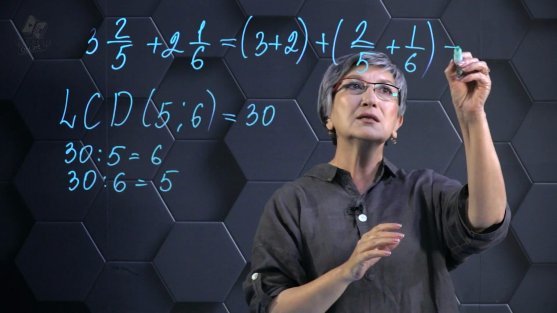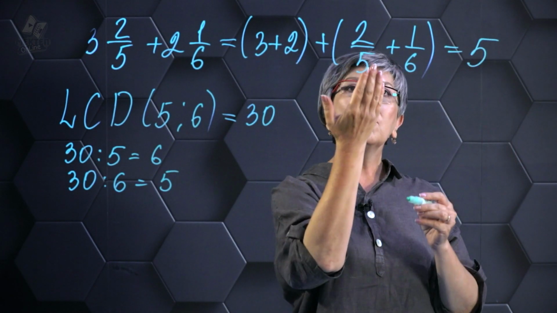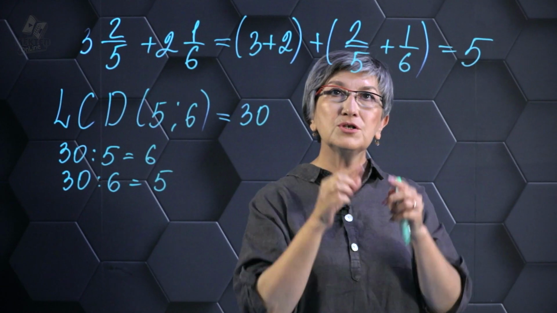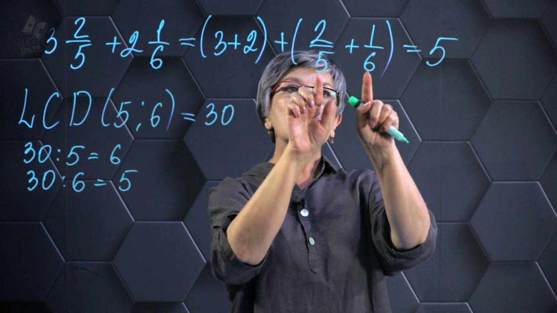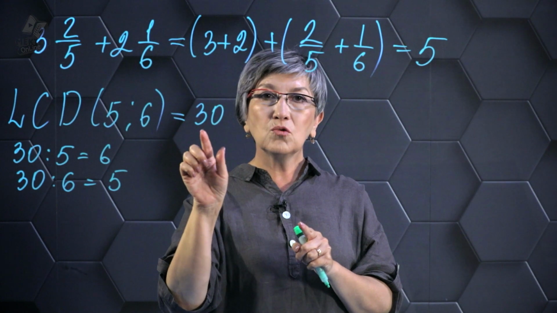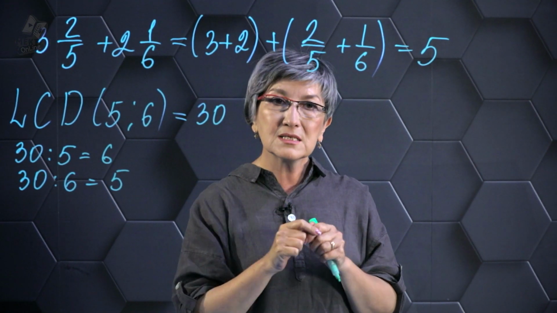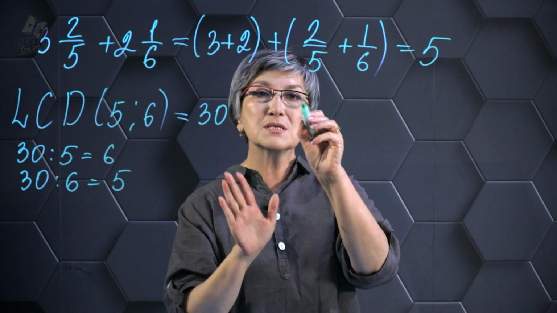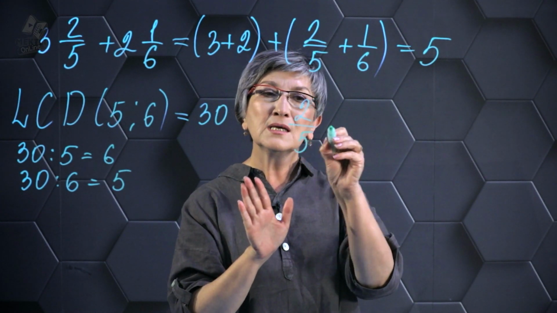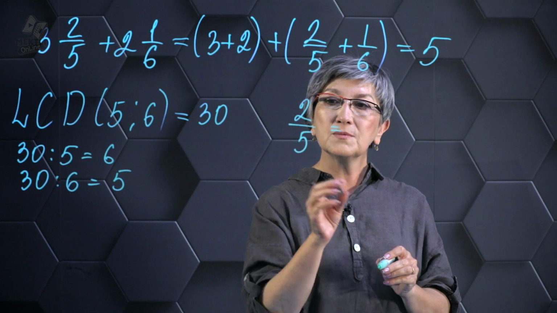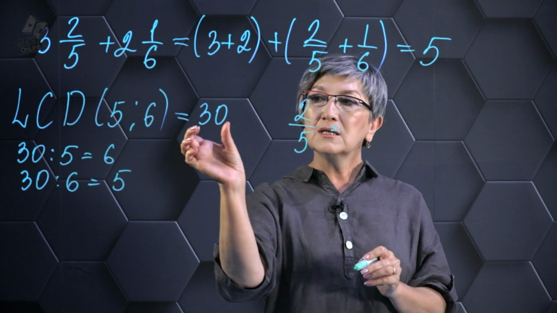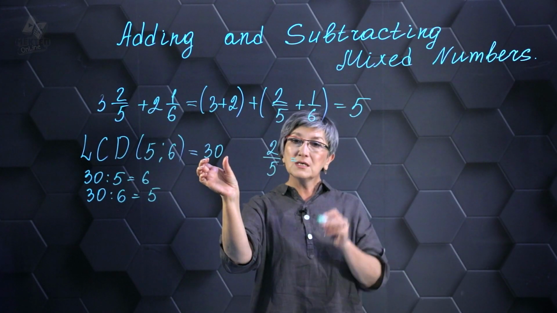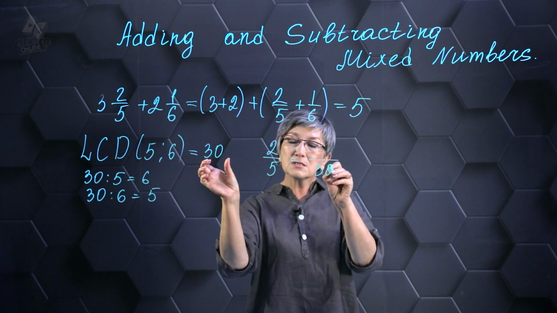I add 2 to 3 and the sum is equal to 5. And in this case, we bring it down to a common denominator. You see, we have different denominators, so the common denominator will be 30. To write those 2/5, I need to bring them to a common denominator. So the 5 should be changed to the number 30.